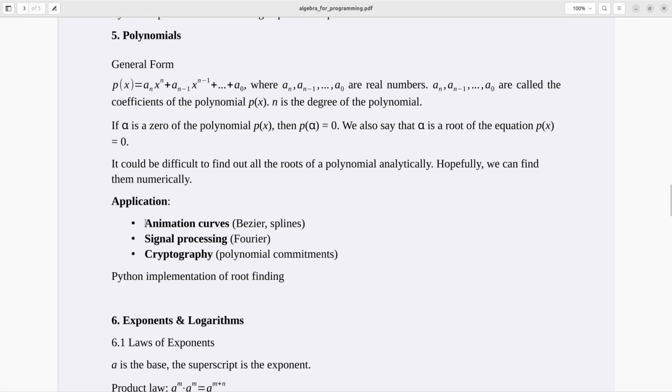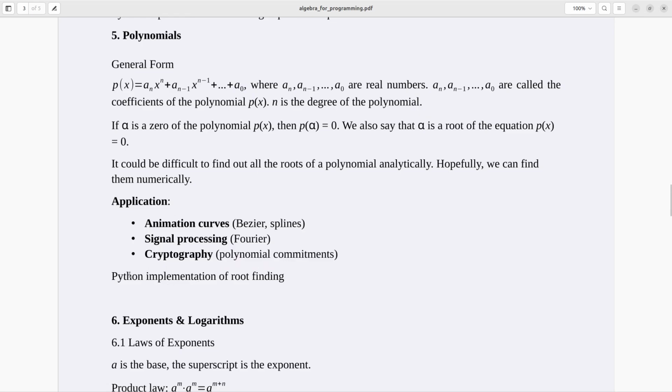And how can we apply the solution of the polynomials? We can use them in animation curves. For example, the Bezier curves and the spline curves would involve the solution of the polynomial. Okay, and we can also use the polynomials in signal processing. For example, in Fourier series, the solution is in the form of a polynomial. And for cryptography, we can use polynomial commitments to help us solve many problems involving cryptography.